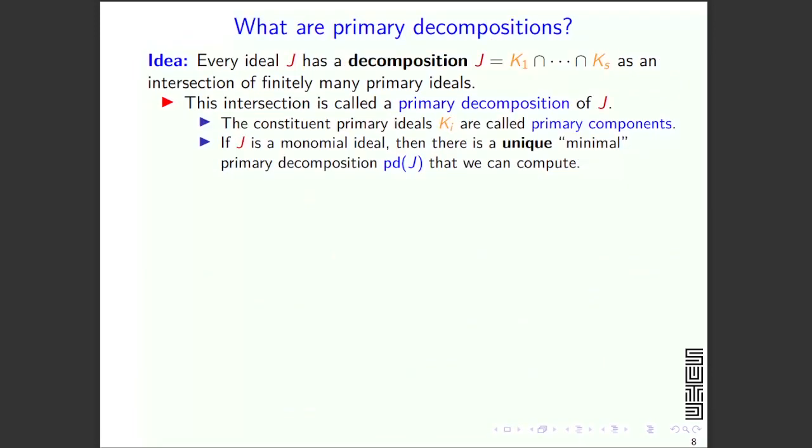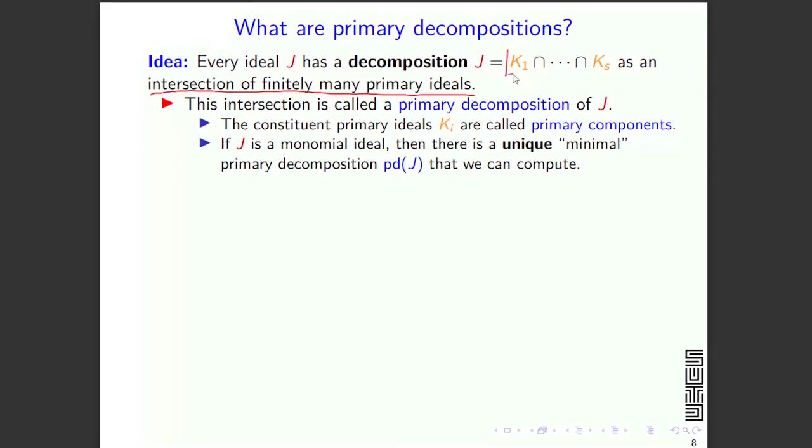Next, let's talk about primary decompositions. The idea is that every ideal has a decomposition as an intersection of finitely many primary ideals. The entire intersection is called a primary decomposition, and the constituent primary ideals are called the primary components of this primary decomposition. When J is a monomial ideal, meaning that J is a concept, then there is a unique minimal primary decomposition that we can compute.